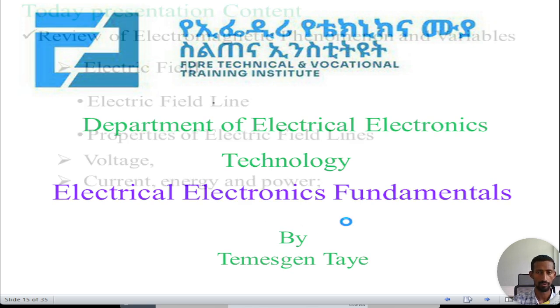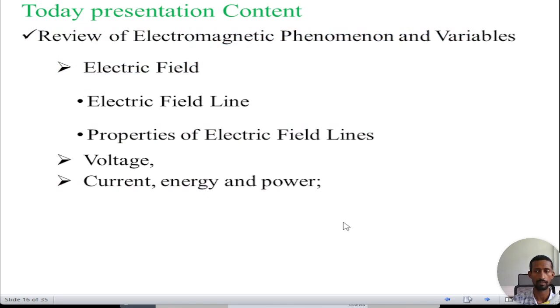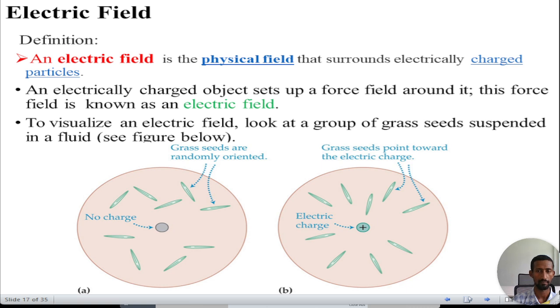In today's class, we will continue with a review of electromagnetic phenomena and variables, that is about electric field. We'll see electric field lines and properties of electric field lines, and what voltage, current, energy, and power mean. So let's start from the first subtopic, that is about electric field.